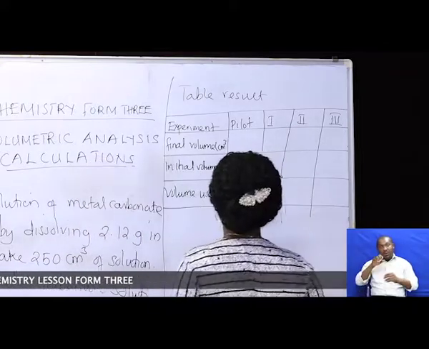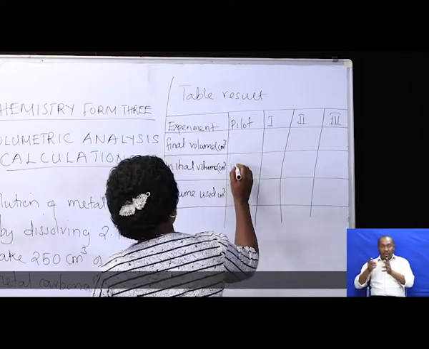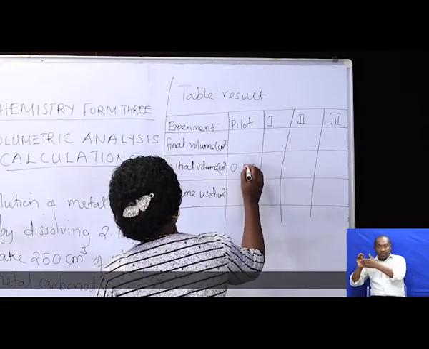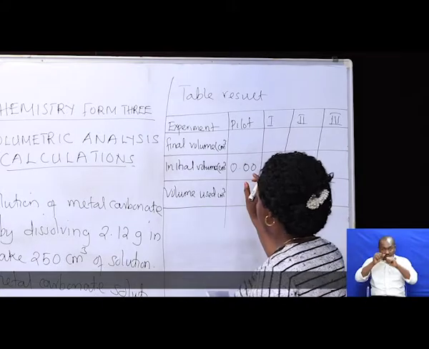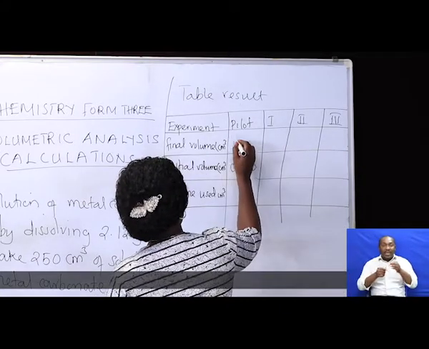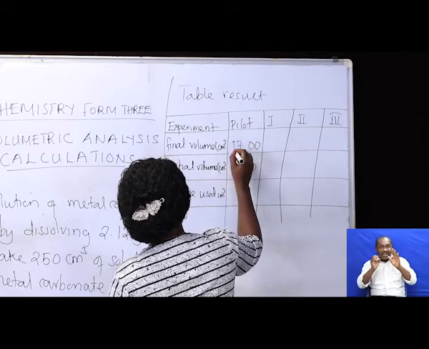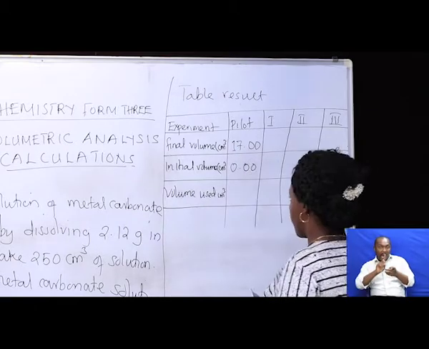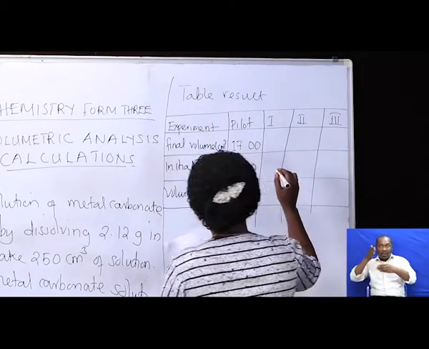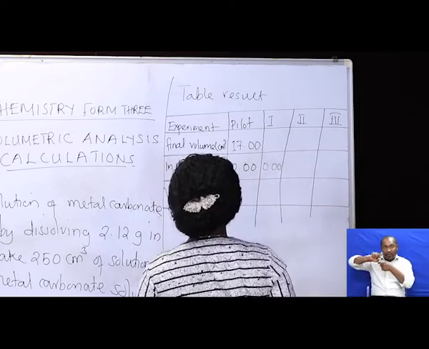Then the data was recorded. The initial volume before the experiment started from 0.00. The table must be filled with 2 decimal places. And then titration went on until they reached 17.00, where there was a color change. That marks the end of the experiment. And then for the first experiment also, they filled the burette up to 0.00.